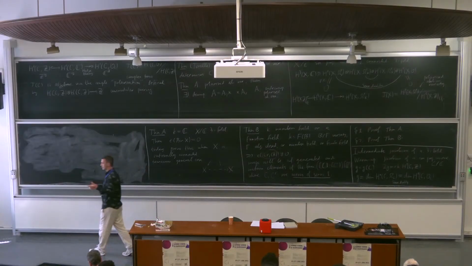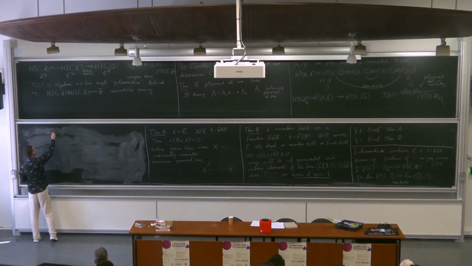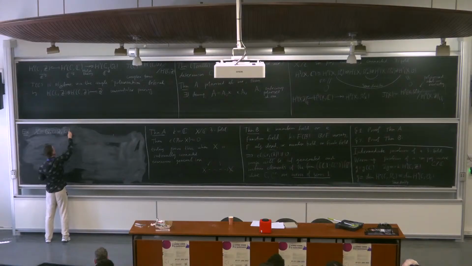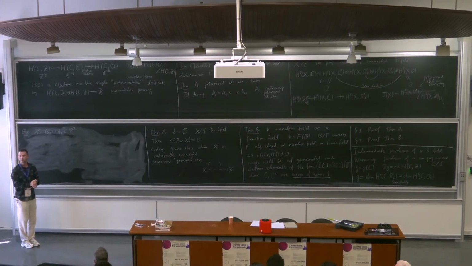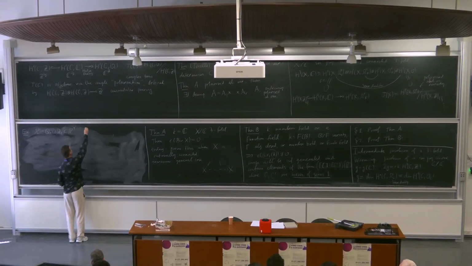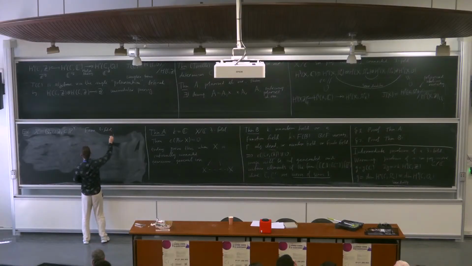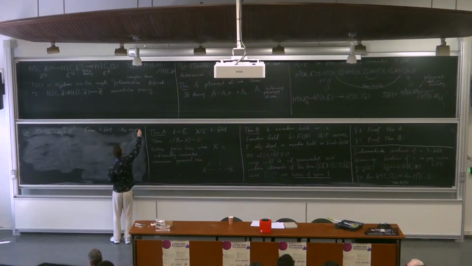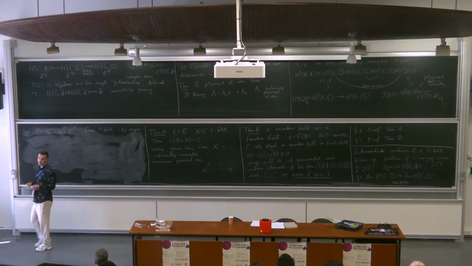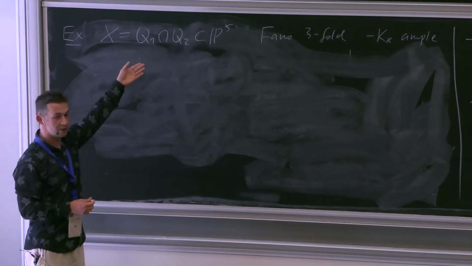So my first example is some very classical geometry. I'm looking at intersection of two quadrics in P5. So a smooth complete intersection of two quadrics in P5, that's a Fano threefold. Meaning that the anticanonical class, minus K, is ample. And there's a classical story about the intermediate Jacobian for this guy.